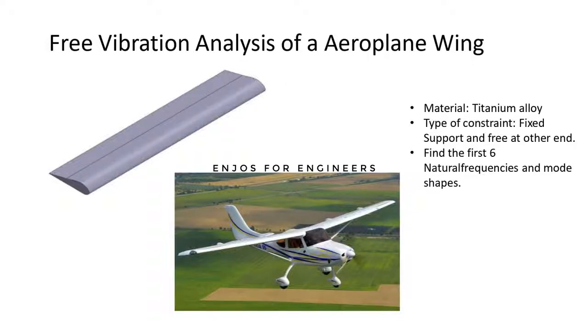In this particular problem, our aim is to find out the first 6 natural frequencies as well as the mode shape for this airplane wing. See here, it is a simple airplane and we are going to consider this particular wing. Coming to the boundary condition, one end of this wing is attached to the cockpit and the other end is going to be free. The material with which this airplane wing is made is titanium alloy. Our aim is to find out the first 6 natural frequencies and mode shapes using Ansys Workbench.